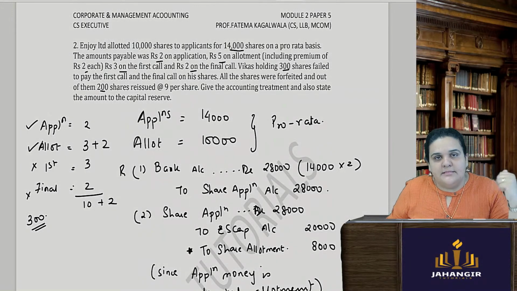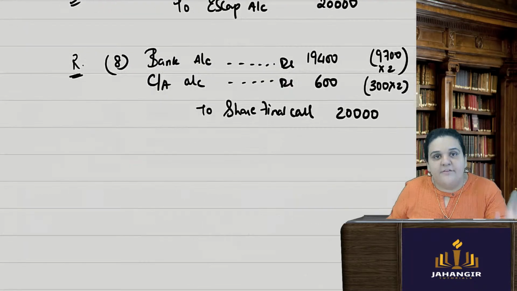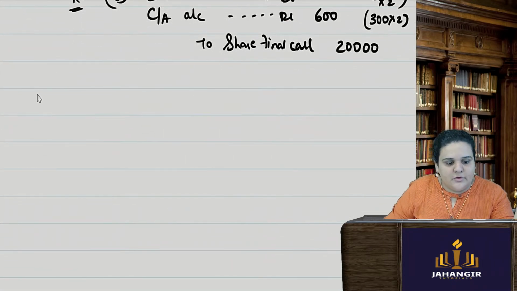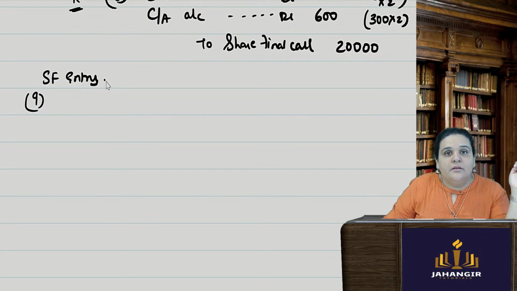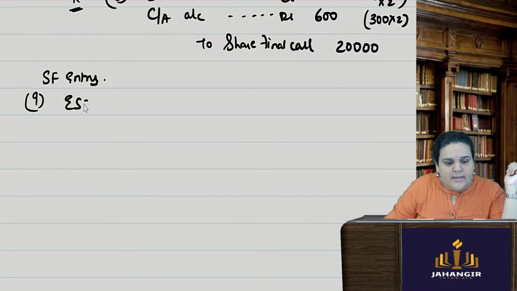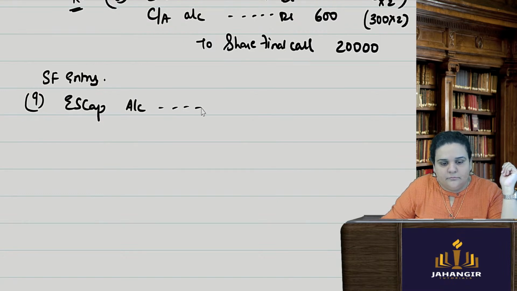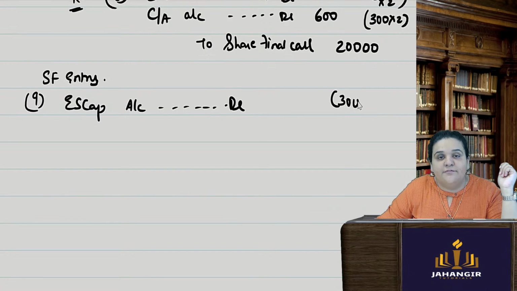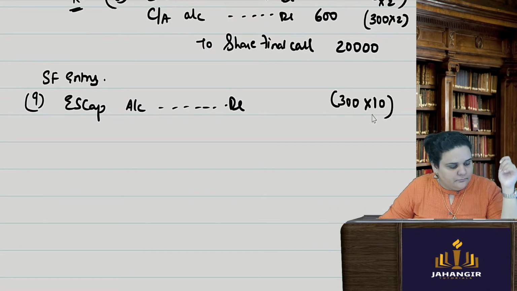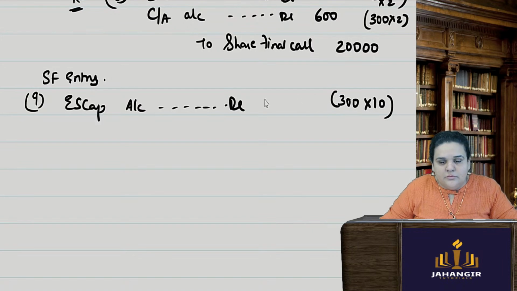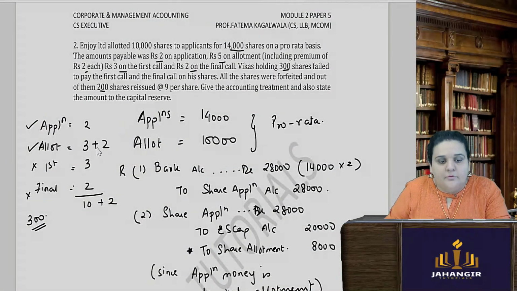Now this Mr. Vikas, he did not pay me my first call and final call. So the shares are now forfeited. Okay, so now I'll have to pass my share forfeiture entry. Share forfeiture, 300 shares. So equity share capital account debit. I'm cancelling 300 shares at the face value of rupees 10. Okay, so 3,000. Securities premium is paid, so it will not get recorded.